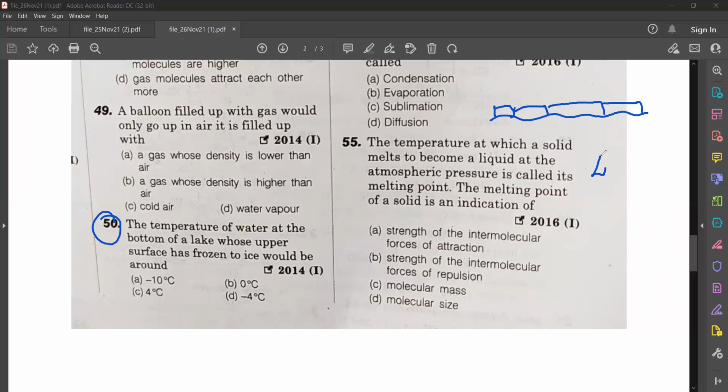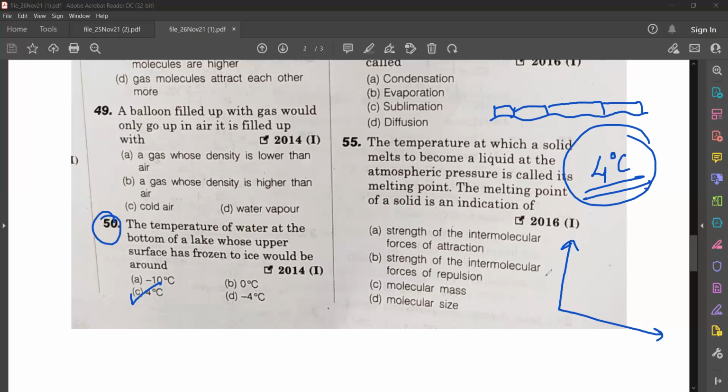Below that the temperature will be 4 degrees Celsius. So below this frozen ice, the temperature of water will be 4 degrees Celsius. Okay, so listen, what is the significance of 4 degrees Celsius? And what is its relation to density? That also you need to know.